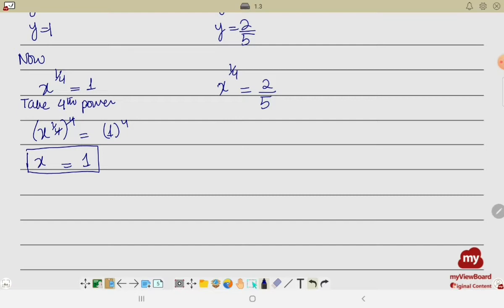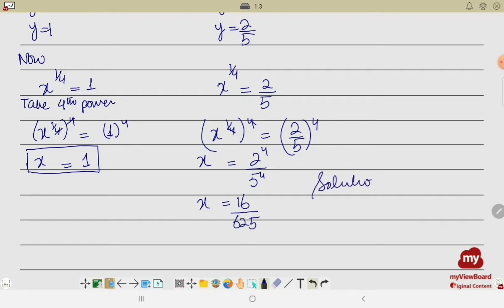And here again we'll take fourth power on both sides, so 2 by 5 whole power 4. Fourth power will get cancelled by its fourth root, and you are left with 2 raised to power 4 and 5 raised to power 4, which comes out to be 16 over 625. And at the end you have to write down the solution set, which is 1 comma 16 over 625 bracket close. So this is how you are going to solve the question.